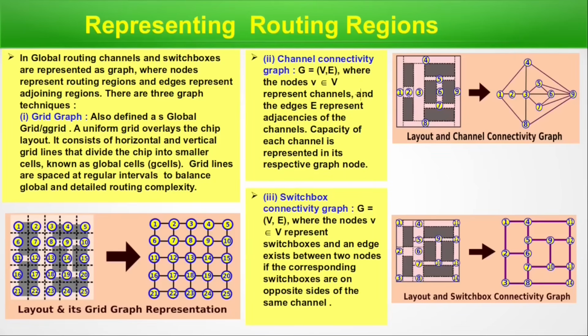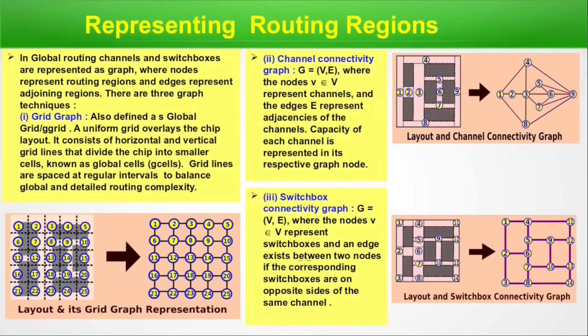So the same design, these are the channels and these are the free zones. This is the first channel, this is the second channel, this is third, fourth, fifth, sixth, and now the connection is like that. So 1 to 4 can be done this way, and 3 to 4 is connected, 3 to 8 is connected this way. That is the layout and channel connectivity graph.